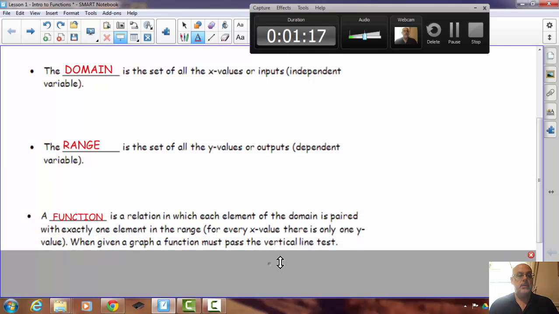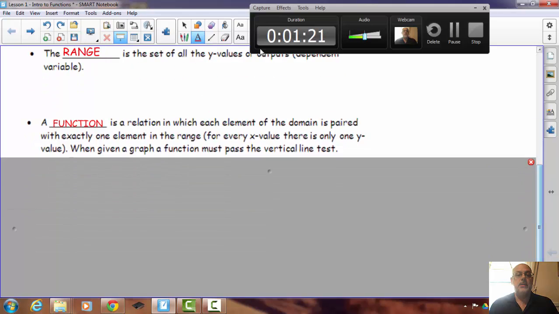So a function is a special case relation. It's a relation in which each element of the domain is paired with exactly one element in the range. So for every x value, there is only one y value. So when we're given a graph of a function, it has to pass the vertical line test.